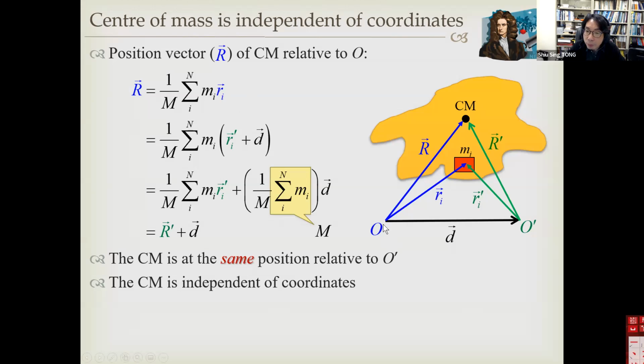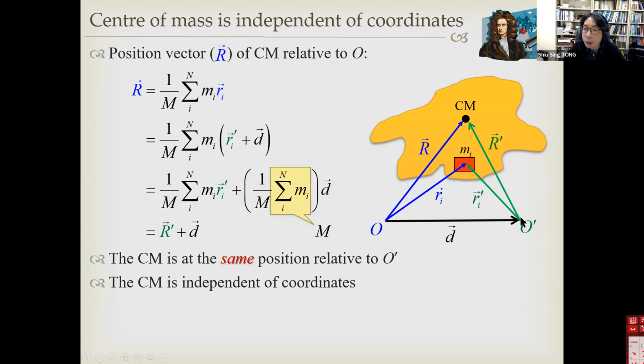Okay. Now suppose we have two different coordinates. One coordinate is centered at position O. The other coordinate is centered at position O prime. Okay. So the center of mass position is here. This is an extended object with a center of mass position here. So the center of mass position with respect to the coordinate with center O is R, while the center of mass position relative to the coordinate O prime is R prime. So I denote everything relative to the new coordinate by a prime.